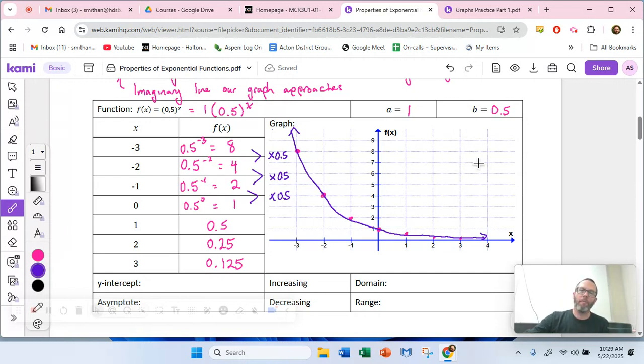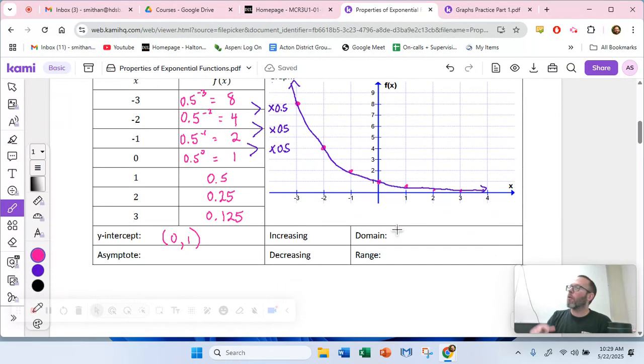All right, I can't wait any longer. Y-intercept is 0, 1 again. Our asymptote for this one flattens off at y equals 0 as well. But this time it goes to the right. As we go to the right, this levels off and approaches that horizontal line y equals 0. The domain is the same as the previous one. The range is the same as well. The only difference here is that this graph, as you move to the right, the y values are getting smaller and smaller. This one's decreasing.